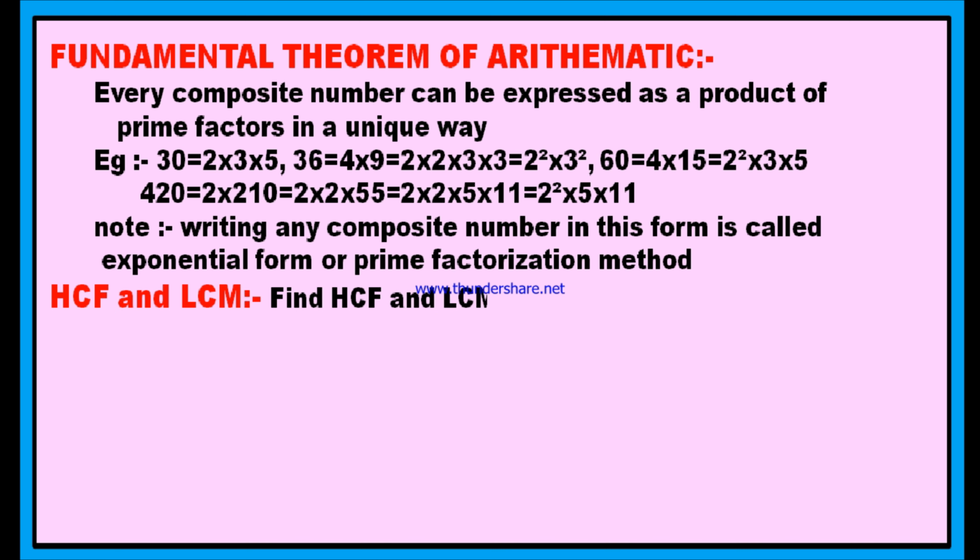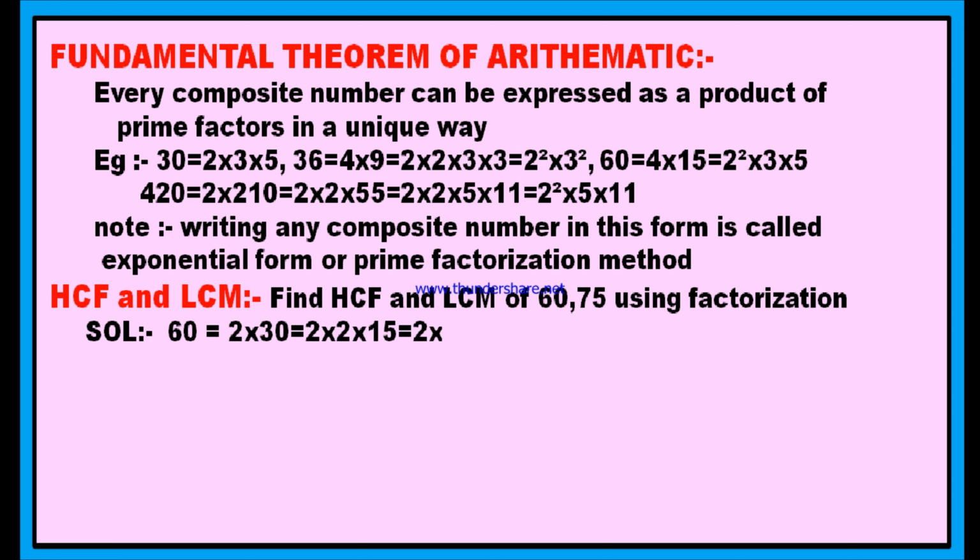The next concept is HCF and LCM. HCF stands for highest common factor and LCM stands for least common multiple. You came across what HCF and LCM are in your previous classes. Now here is a question. Find HCF and LCM of the numbers 60 and 75 using prime factorization. I shall repeat. Find HCF and LCM of 60 and 75 using prime factorization.